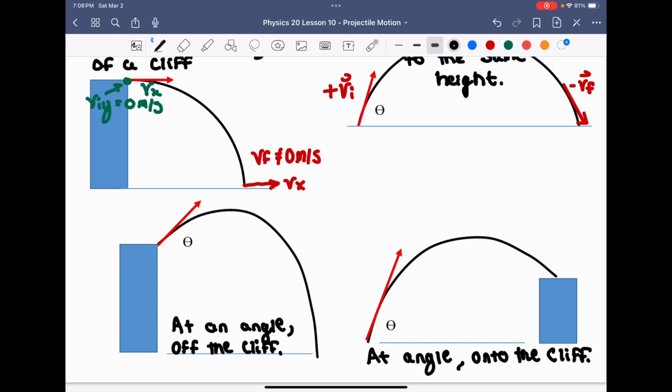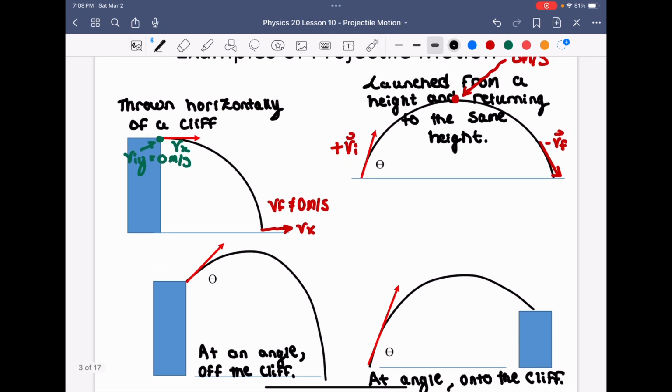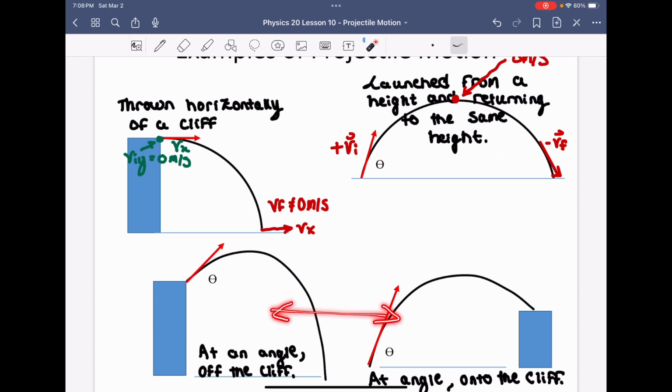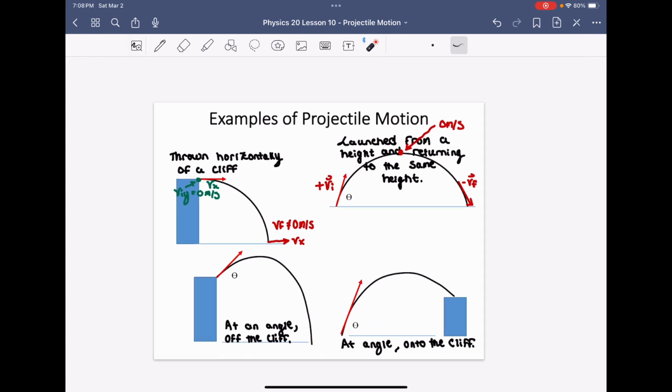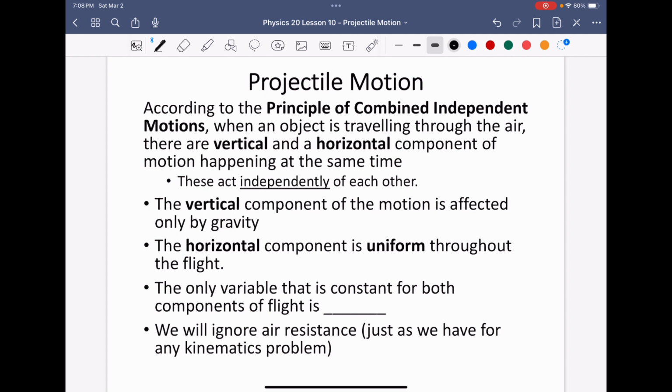Perfect. So any of these projectile motion problems could appear. Namely, we're going to see a lot of the first three, aka this one here, and this one here. And then the nice thing is these two are directly connected to one another. Once you know how to do these ones, you can actually do these ones because they follow the same principles here.